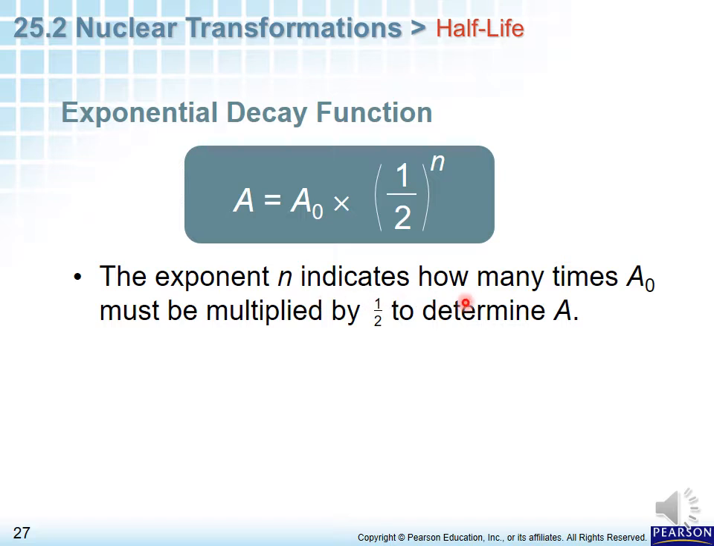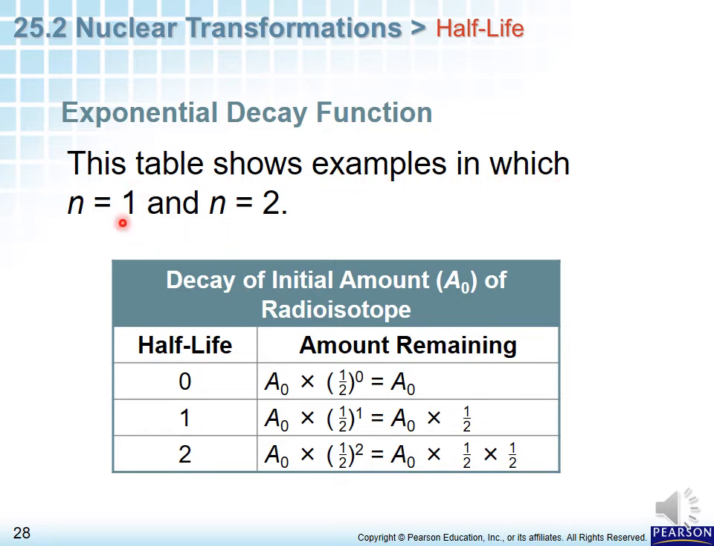So the exponent n indicates how many times A naught must be multiplied by one-half to determine A. This table shows the example of n equal to 1 and n equal to 2. If the number of half-lives is 0, A naught times one-half to the power 0, and that is equal to 1, so the value becomes 1 times A naught, which gives you the same A naught. The initial and remaining amounts will be the same if the number of half-lives is 0. If it is 1, then the initial amount times one-half to the power 1 becomes half; the initial becomes half. Now if it's 2, then initial times one-half to the power 2, which means half times half. So that's the way you can calculate it.